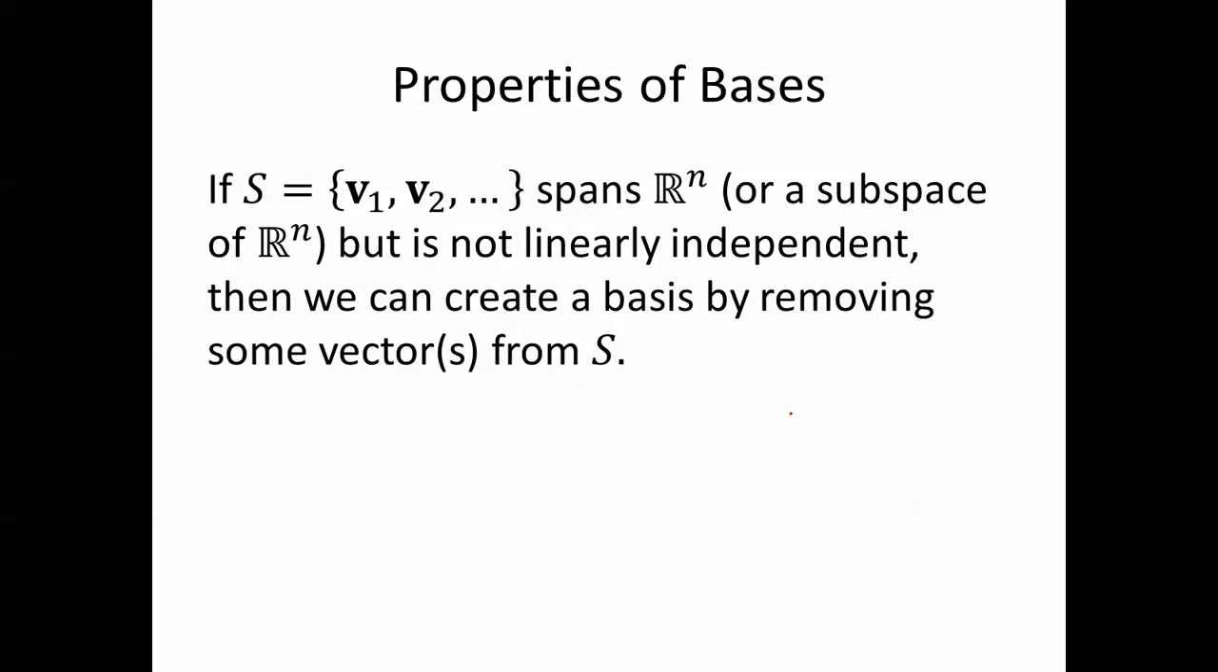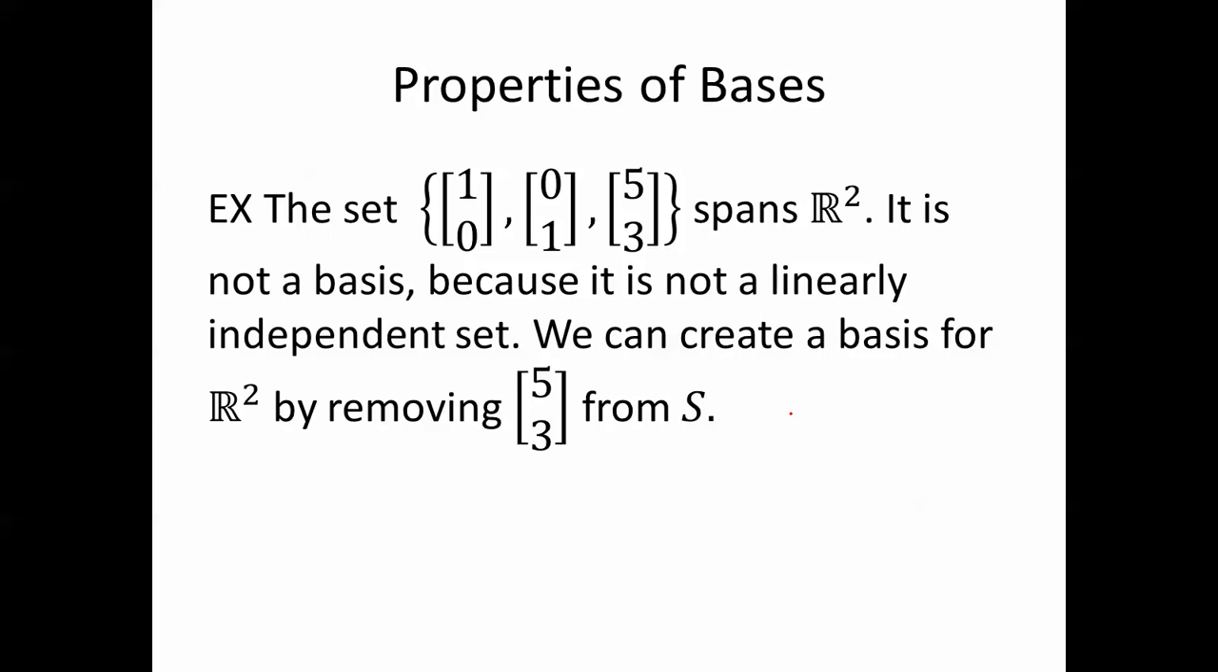If S equals {v1, v2, etc.} spans Rn, or a subspace of Rn, but is not linearly independent, then we can create a basis by removing some vector or vectors from S. For example, the set {(1, 0), (0, 1), (5, 3)} spans R2. You can express any vector in R2 as a linear combination of these. It is not a basis because it is not a linearly independent set.